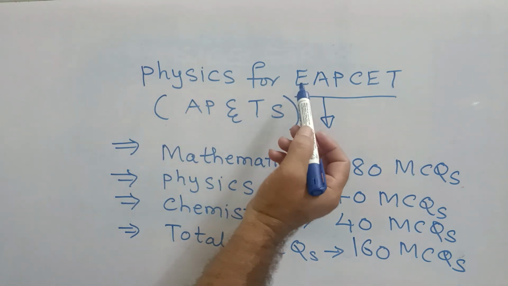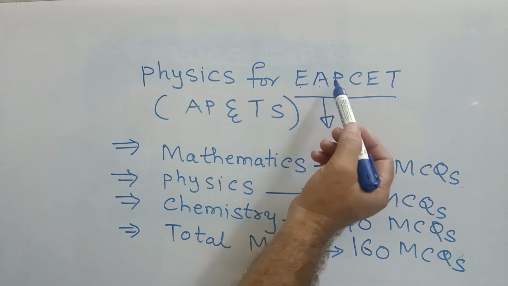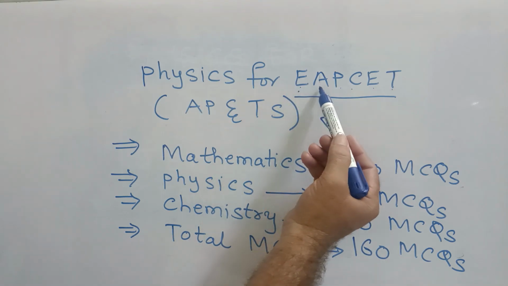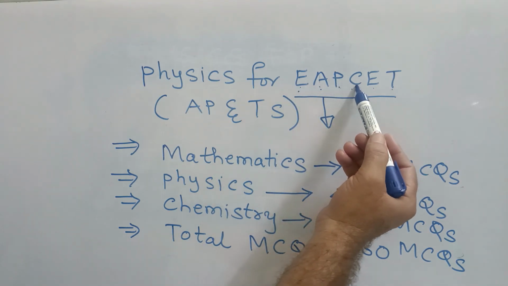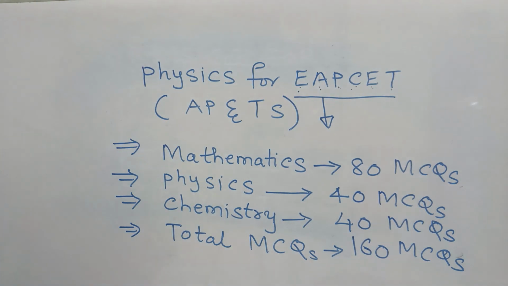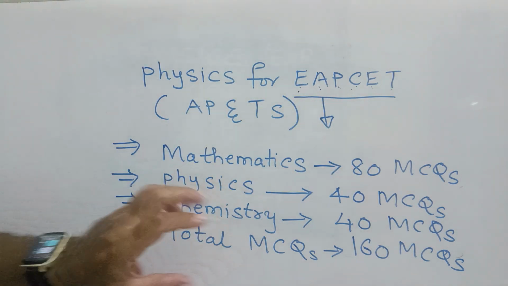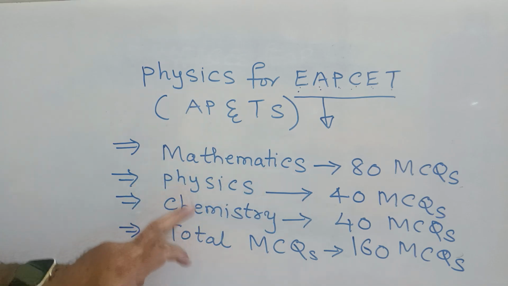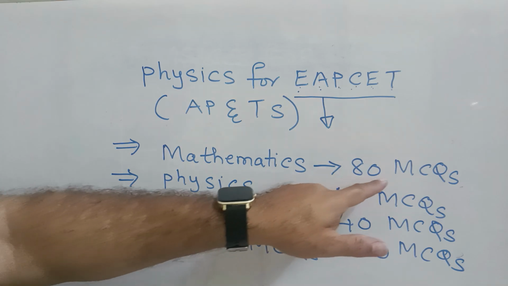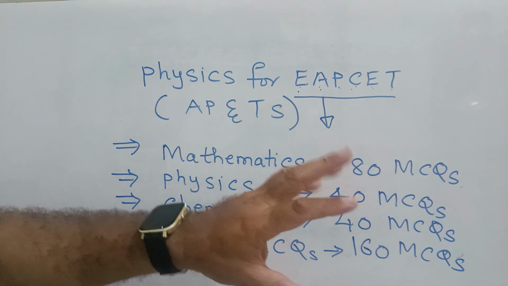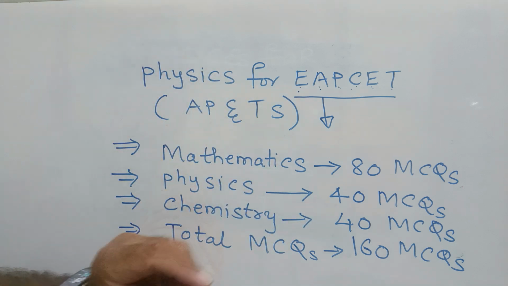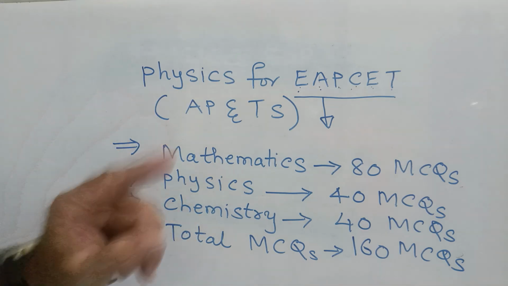EAP set is nothing but the Engineering, Agriculture, and Pharmacy common entrance test. That is the abbreviation of EAP set examination. So the EAP set examination consists of these three subjects: mathematics, physics, and chemistry. From mathematics, 80 MCQs will be given. Four options A, B, C, D will be given, and out of four, we have to choose one correct answer.